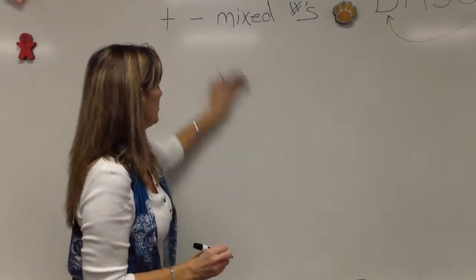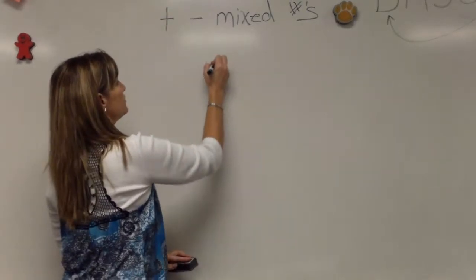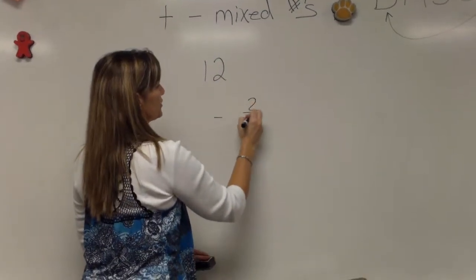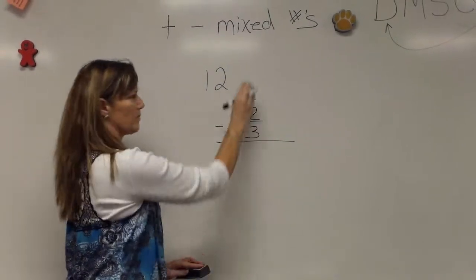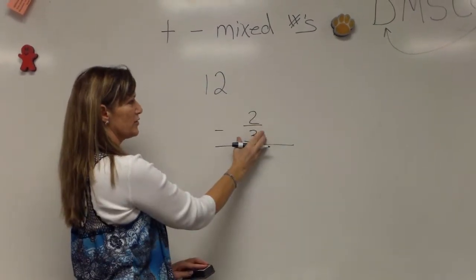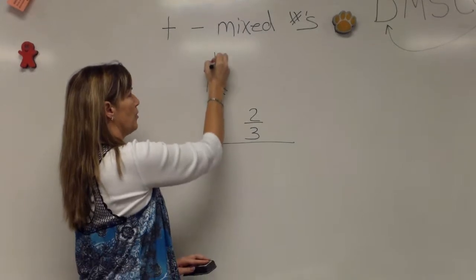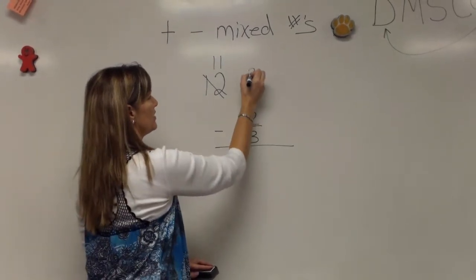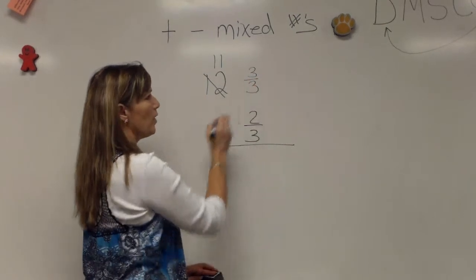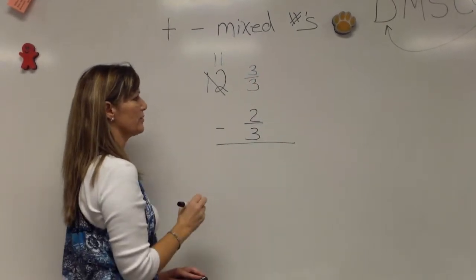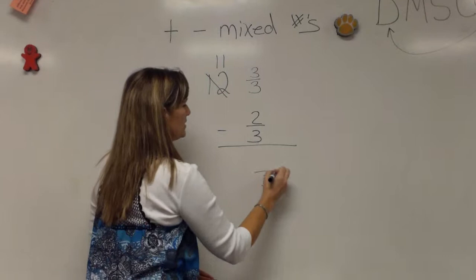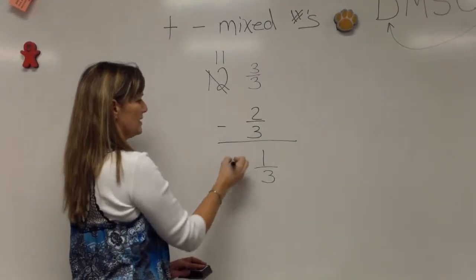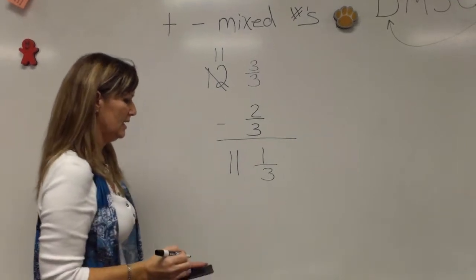Let's do another whole number. If I have 12 minus 2/3, I don't have anything here to take the 2/3 away from. So I'm going to borrow or regroup. I look at my denominator. That tells me the one I borrowed needs to be a 3 over 3. I write down my denominator. 3 minus 2 is 1. 11 minus nothing is 11.